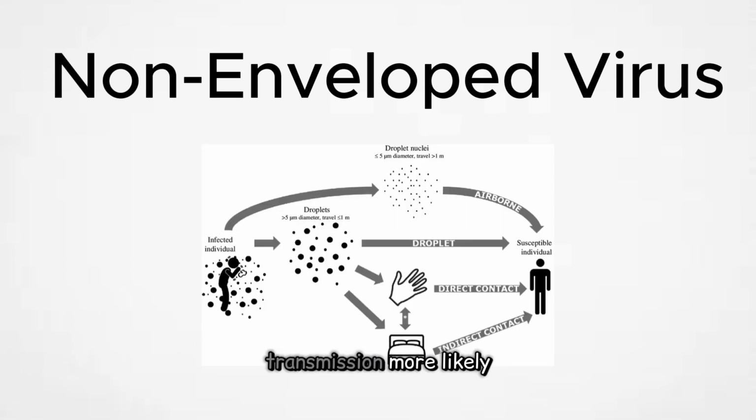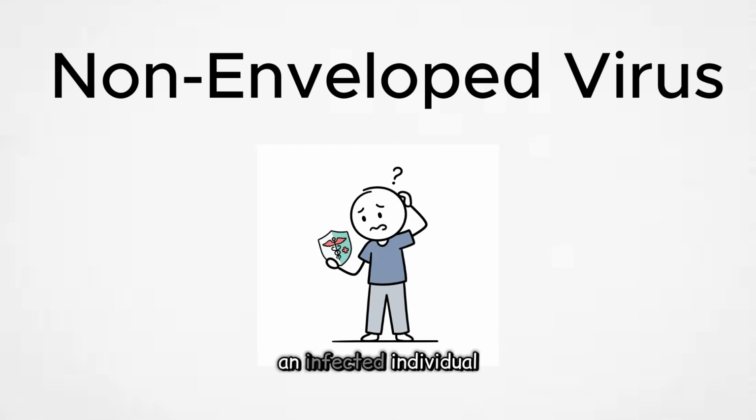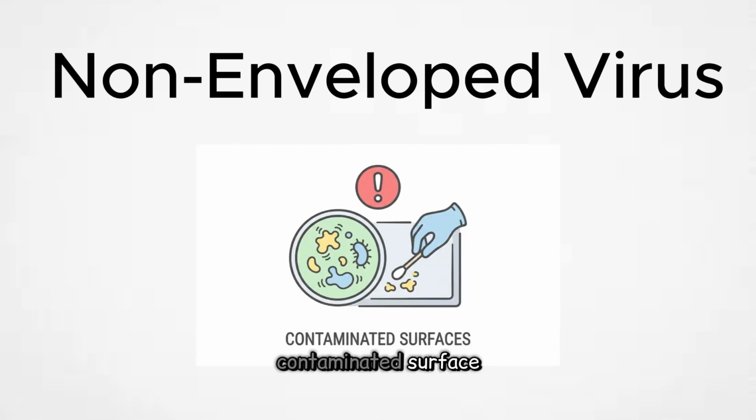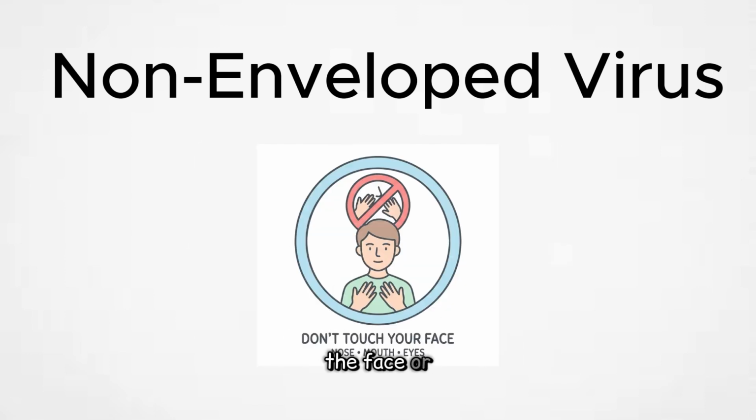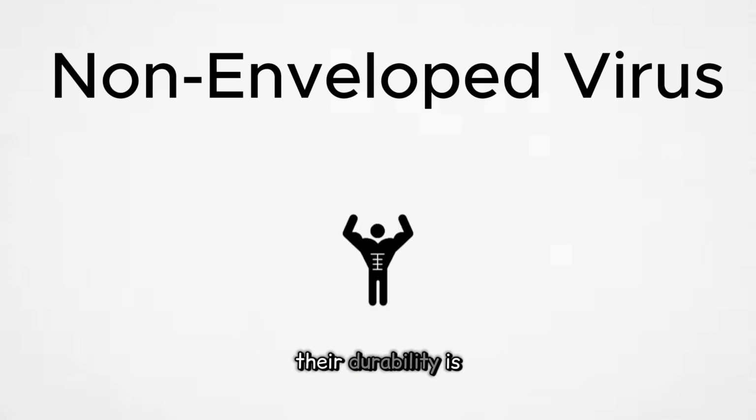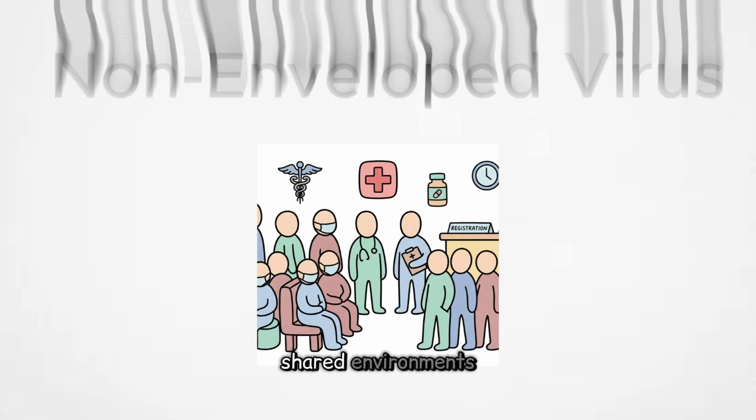This makes indirect transmission more likely, since a person does not always need to meet an infected individual directly to become exposed. Simply touching a contaminated surface and then touching the face or mouth can sometimes be enough for infection to occur. Their durability is one of the main reasons they can spread effectively in crowded or shared environments.